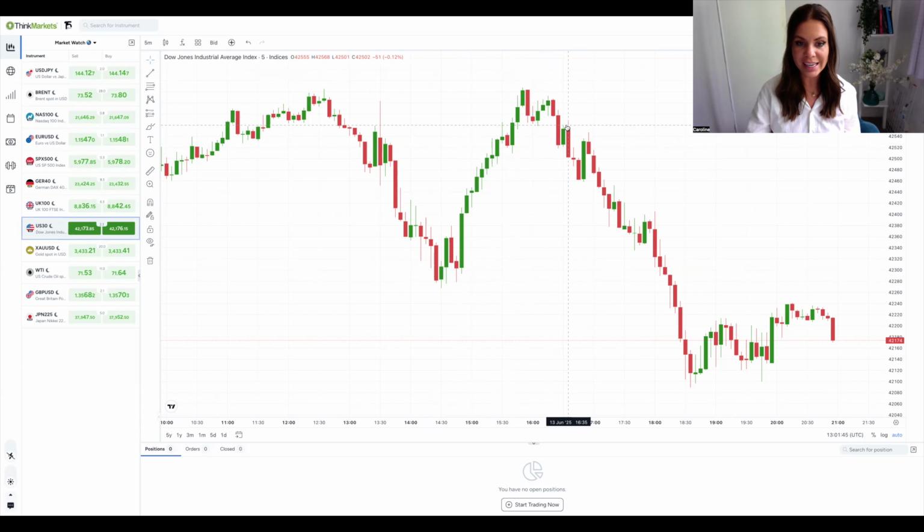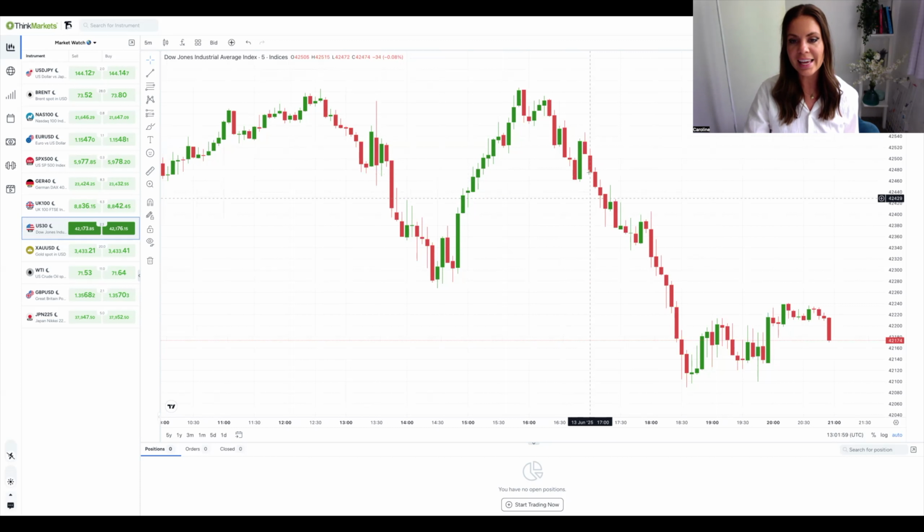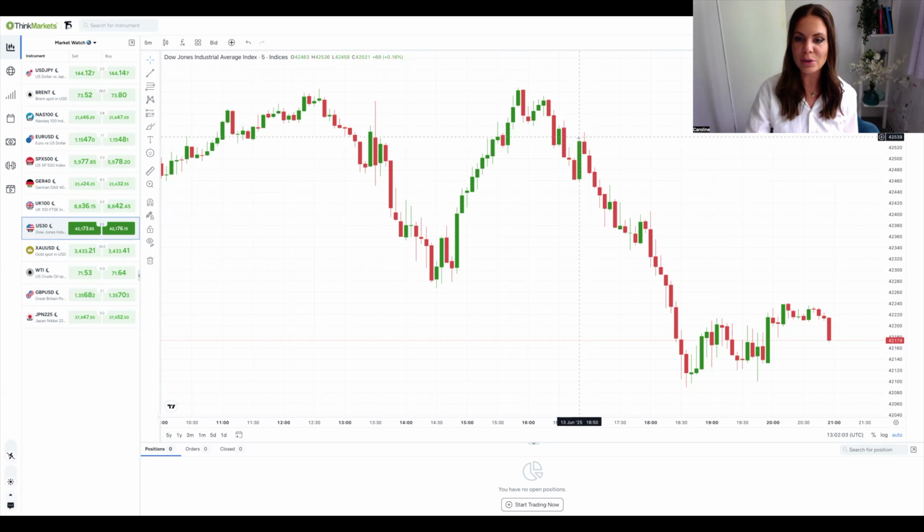But as you can see along the way, you do get pullbacks in the market, and these can make it tricky to distinguish as to whether it is just a pullback or whether it's a genuine reversal, because when you're actually in the trade, it can sometimes feel like the market is reversing when you get a big candle like this moving the opposite direction.